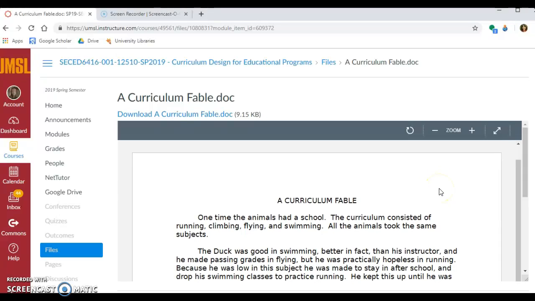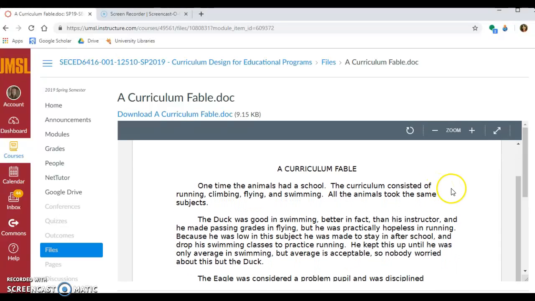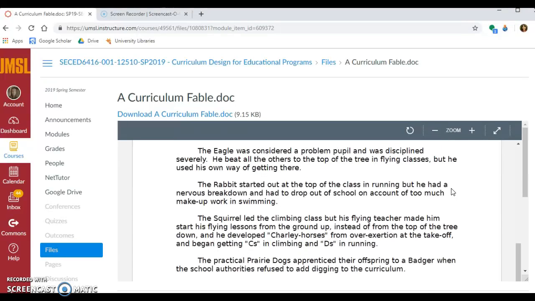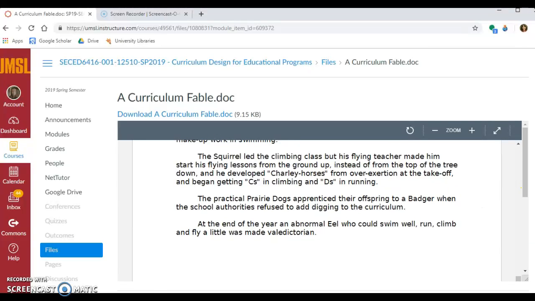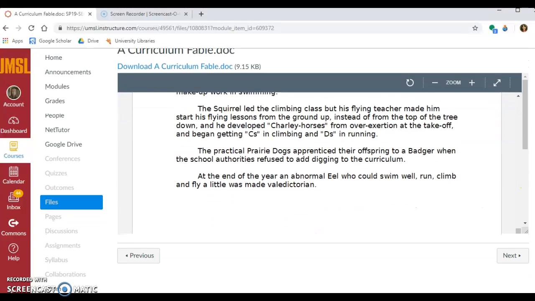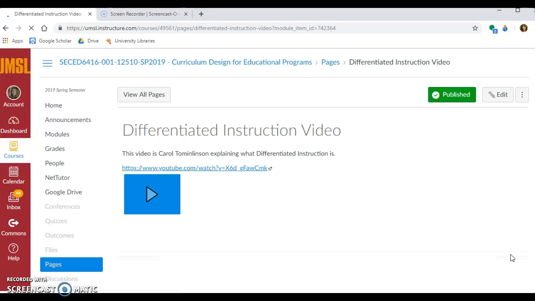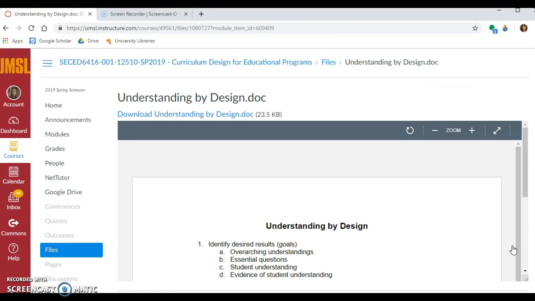And I start just with this curriculum fable. So you'll see that one time the animals had a school. The curriculum consisted of running, climbing, flying, and swimming. All the animals took the same subjects, and so you can read it to see why I believe that even though we think that differentiation is something we do in instruction, it's important to think about when we're talking about curriculum too. This is Carol Ann Tomlinson, sorry, that's spelled wrong there, talking about differentiated instruction, so that would help you if you need some background knowledge.